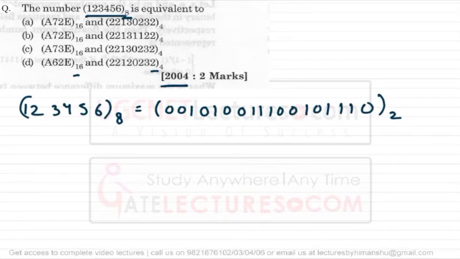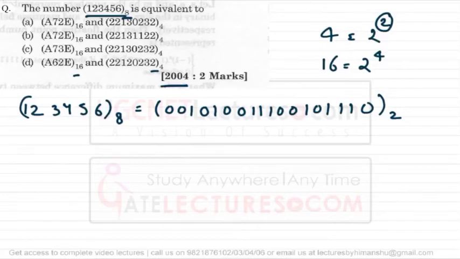Now to convert it into a number of base 4, you have to create groups of 2 bits each. We've already learned this logic. 4 is 2 to the power 2. That's why we are going to create groups of 2 bits each, starting from the LSB. We have discussed this in our previous videos. You can check if you have not seen. And 16 is 2 to the power 4, so we are going to create groups of 4 bits each, starting from the LSB.